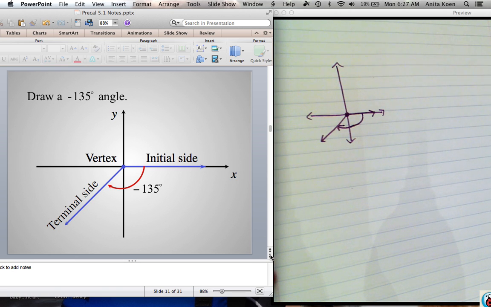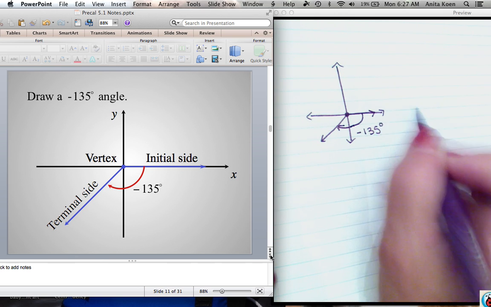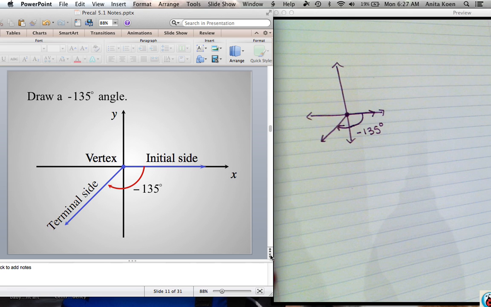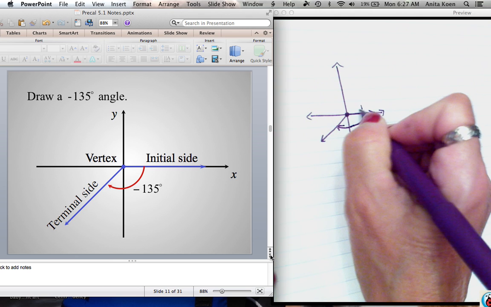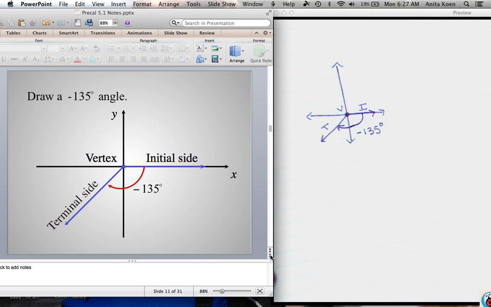into the third quadrant. This is negative because I went clockwise, and I went 135 degrees clockwise, so it is negative. Initial side here, vertex at the origin, and terminal side here.